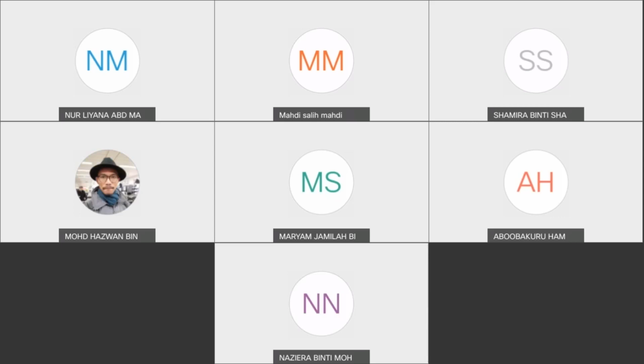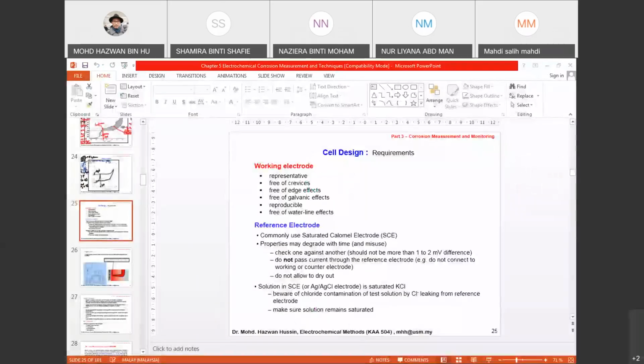And before we start, just want to know whether you guys have a problem with your assignment 2, anything that you want to clarify. Ada apa-apa soalan ke untuk assignment 2? Any question for assignment 2? So all is okay?